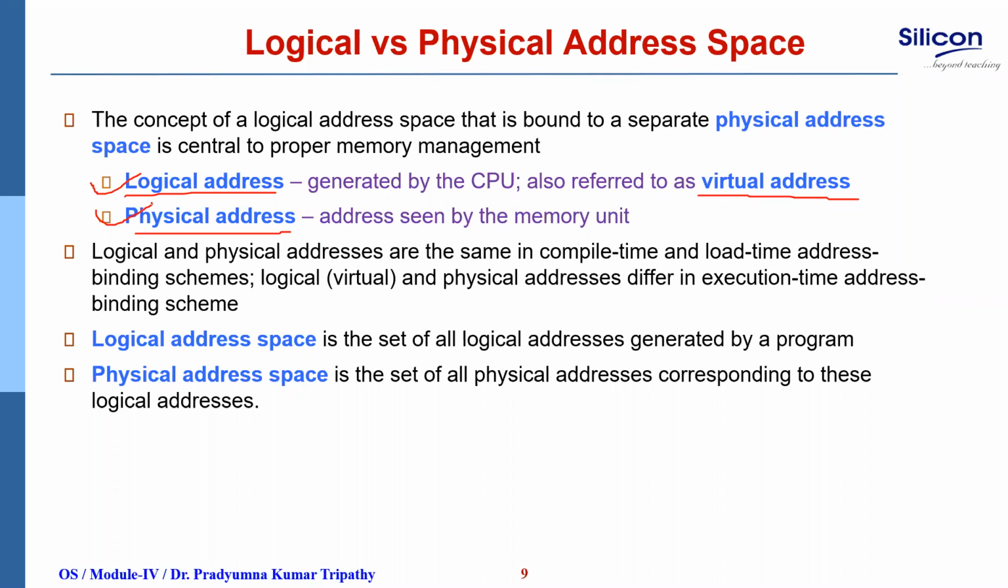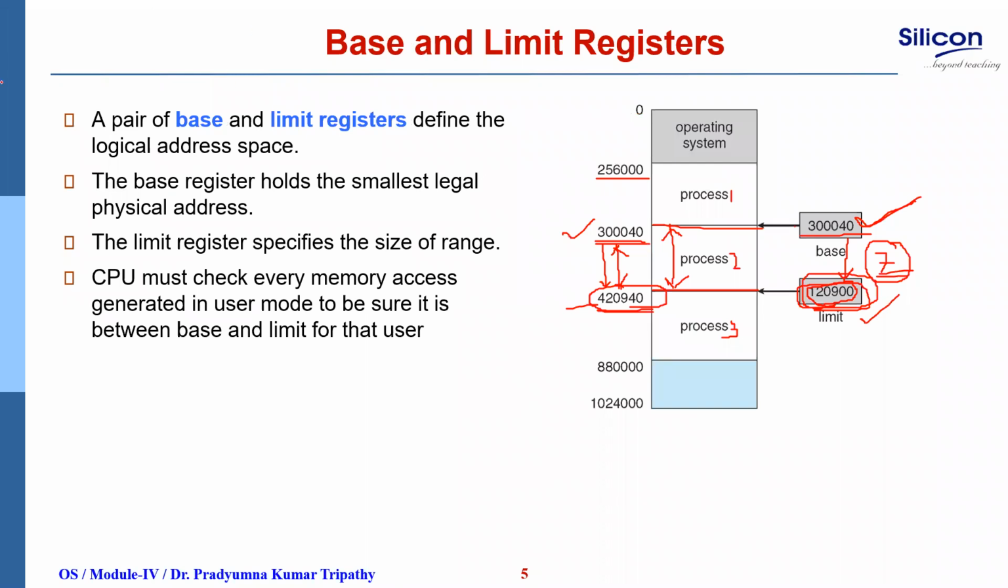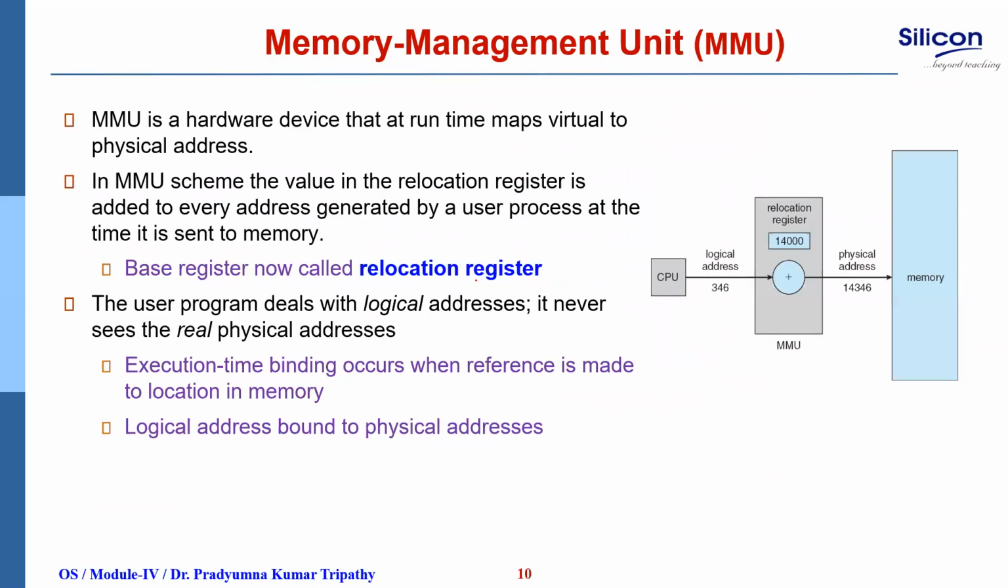The set of all logical addresses generated by a program is known as the logical address space. Just look into this example. In this example, what is the logical address space? We can generate an address starting from 0 to 120899. The set of those addresses is the logical address space.